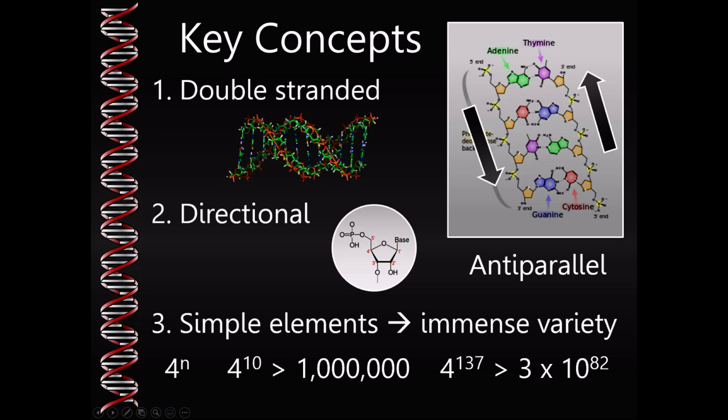And so what this means is by the time you get to 10 different base pairs in a row, there are over 1 million different unique possible strands of DNA that you could have. And by the time you get to 137 base pairs, which is a fairly short sequence of DNA, we have 3 times 10 to the 82nd possibilities. So this massive, massive number is more than or around the number of atoms estimated to be in the entire visible universe.